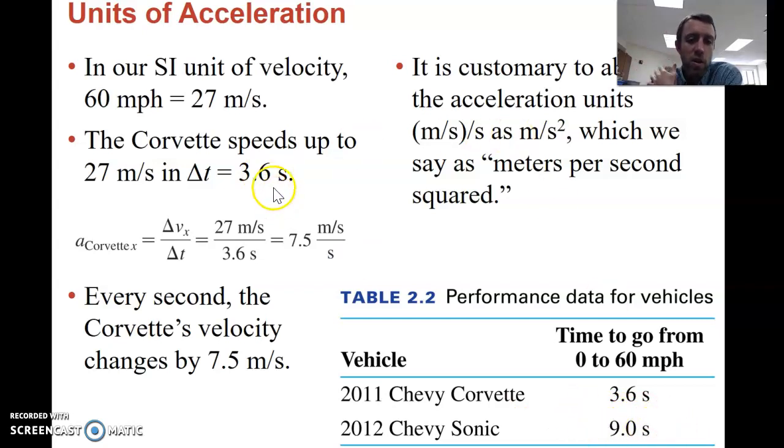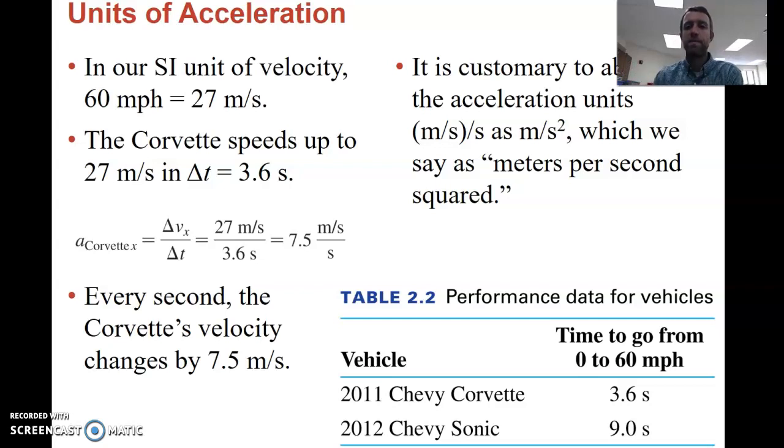All right, so this is just to show how we calculate acceleration and what the units are. So the change in velocity would be from 0 to 60. We convert that to meters per second, and it is 27. So we have 27, our change in velocity, meters per second, divided by the time in seconds. And we get 7.5 meters per second every second. So we could say that's how fast the Corvette speeds up every second. So that is what we call the acceleration, that change in velocity per unit of time, which is usually seconds.